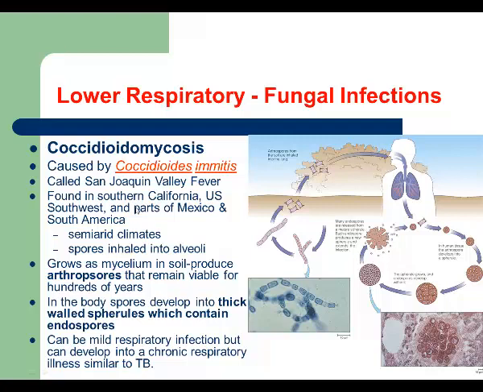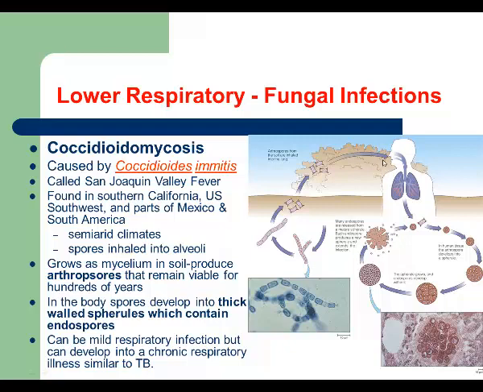So, coccidioidomycosis is caused by Coccidioides immitis. This fungus lives in dry, hot climates. That's why it usually affects California, Mexico, South America. It grows in the soil, and in the soil it forms what we call arthrospores. Why do we call those spores arthrospores? Because they can stay in the soil for 100 years. How do people get infected? People get infected with coccidioidomycosis when they inhale those arthrospores.